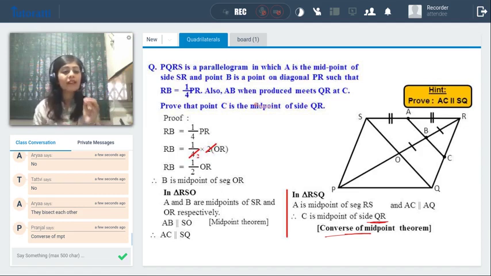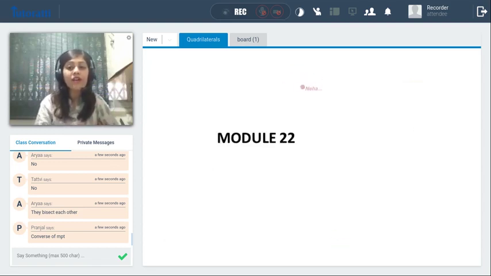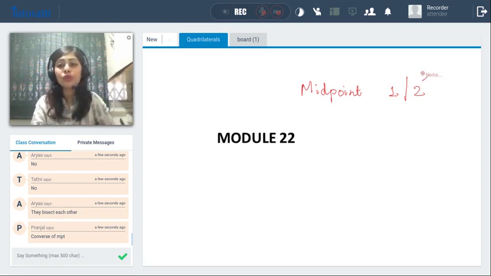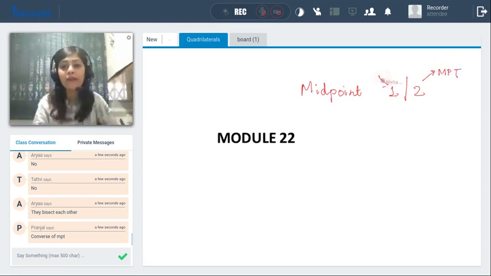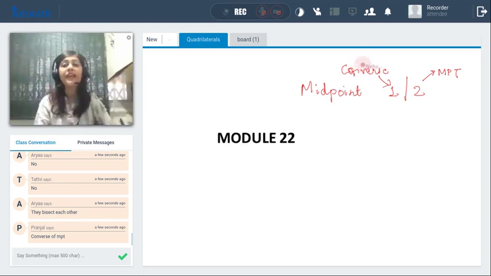If there is something about midpoints given to you, and if you need parallel lines, then the best theorem to use is the midpoint theorem. Again, what did I say? One, you need to have a midpoint, either one or two midpoints. If you have two midpoints, you can use the midpoint theorem. If you have one midpoint, you can use the converse of the midpoint theorem.